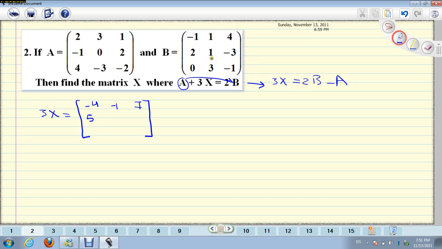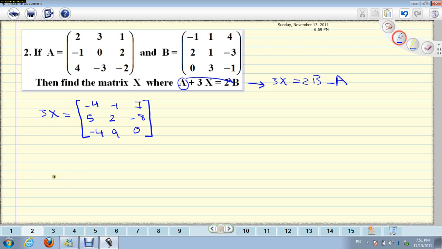2B, 2 times 1, it's 2. 2 minus 0, it's 2. 2B, 2 times negative 3, it's negative 6. Negative 6 minus 2, it's negative 8. 2B, 2 times 0, it's 0. Minus 4, it's negative 4. 2B, 2 times 3, it's 6. 6 minus negative 3, it's 9. 2B, 2 times negative 1, it's negative 2. Negative 2 minus negative 2, the answer is 0.